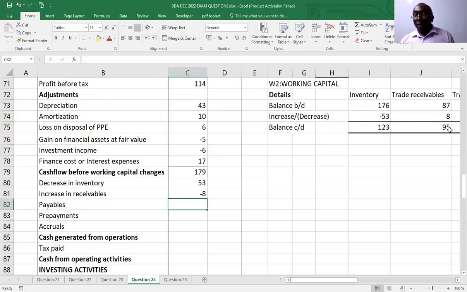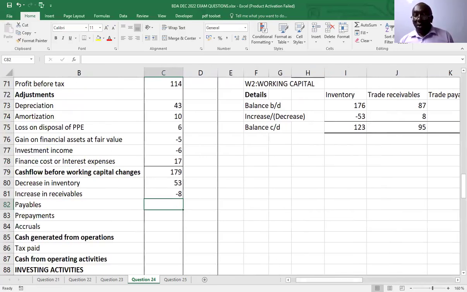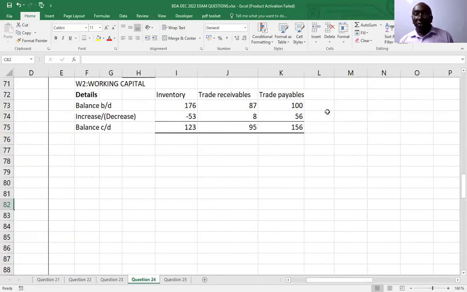Okay. When we look at our receivables, this amount here, is it an increase or a decrease? It's an increase. Good. Is that money going out or in?